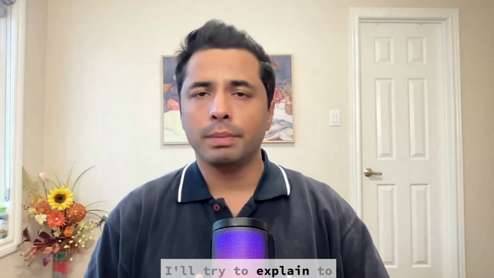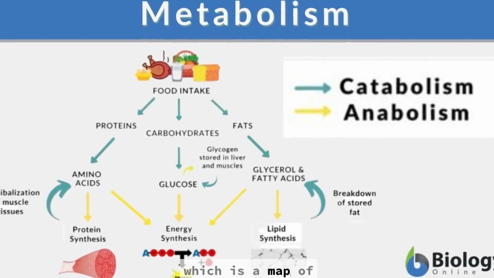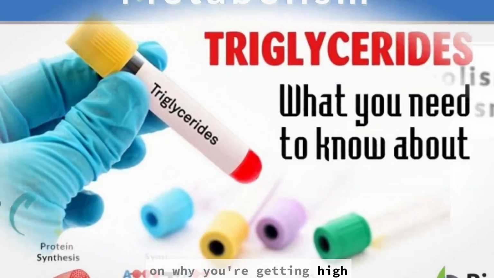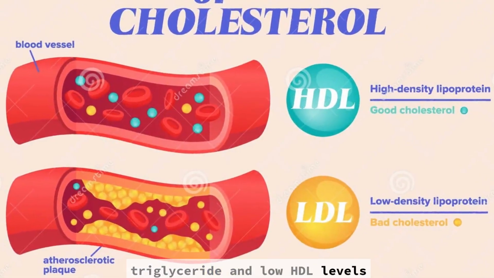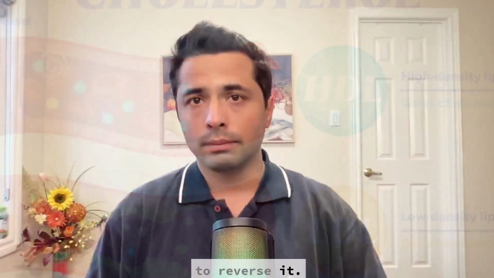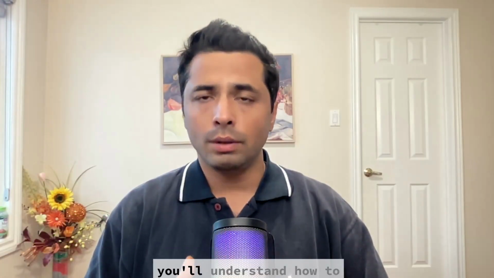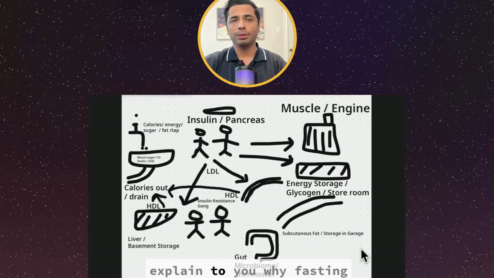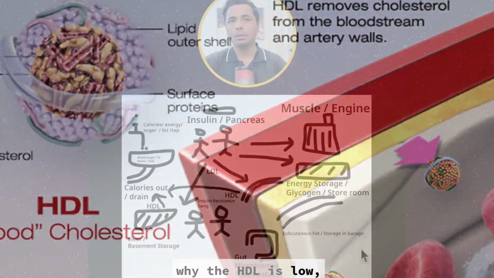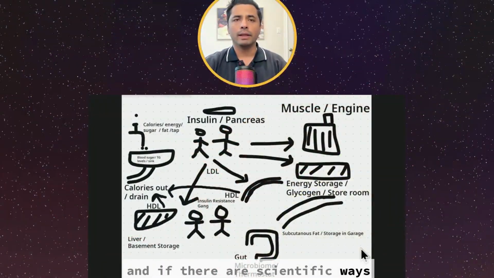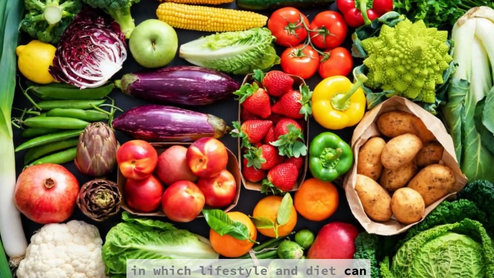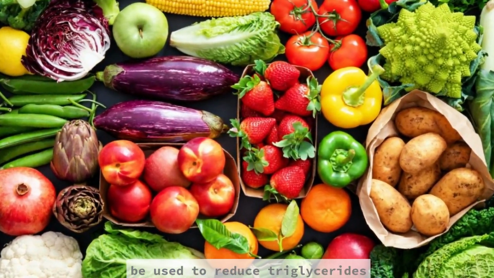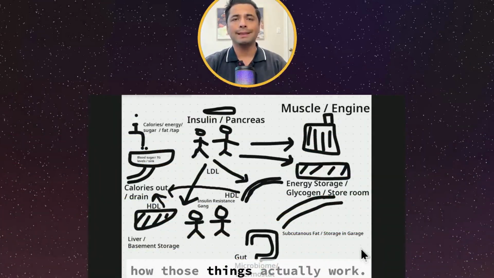In this video, I'll try to explain to you using a diagram, which is a map of your metabolism, why you're getting high triglyceride and low HDL levels and what you can do to reverse it. If you understand why it happened, you'll understand how to reverse it much better. This is a map of your metabolism, and using this, I'll try to explain to you why fasting triglycerides go up, why the HDL is low, and if there are scientific ways in which lifestyle and diet can be used to reduce triglycerides and increase HDL, how those things actually work.